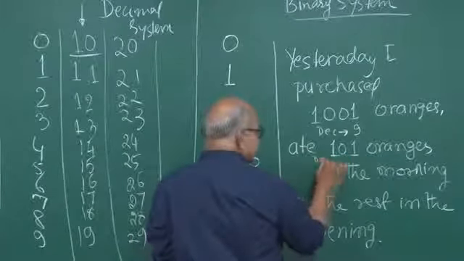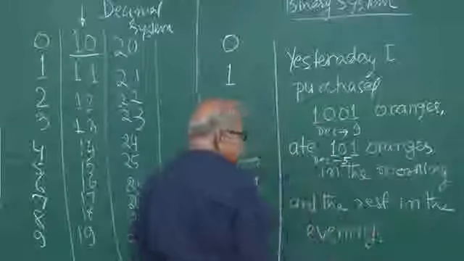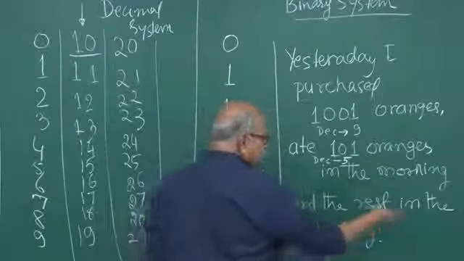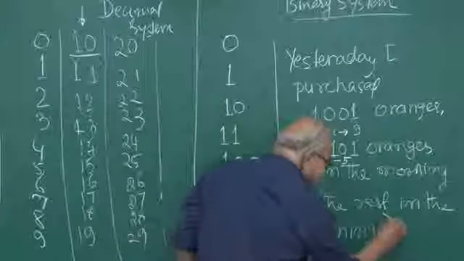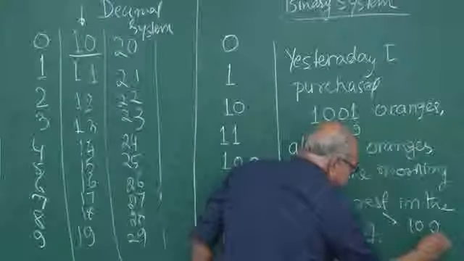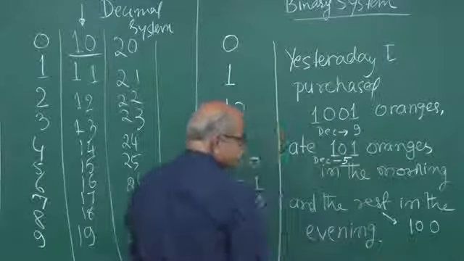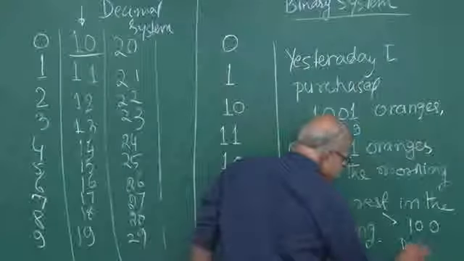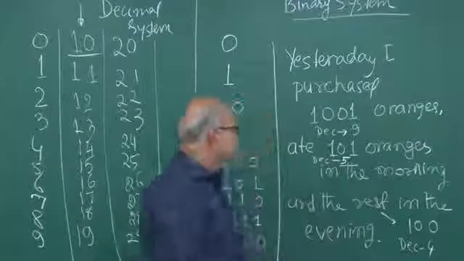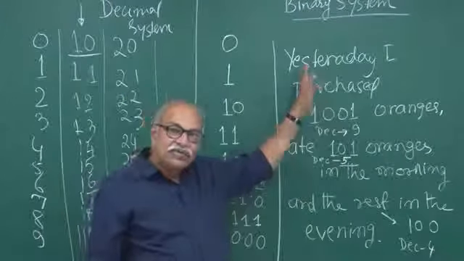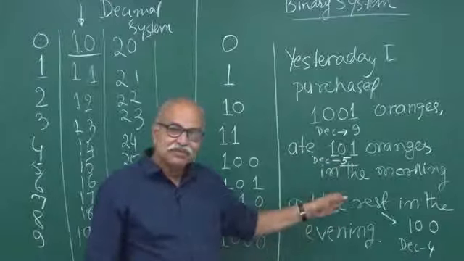So, I ate 5 of them here, and the rest is how many? What is rest? The rest is 100. 1 place, 2's place, 2 squares place. So, this is 4, decimal 4, right. So, this is how the binary number system goes.